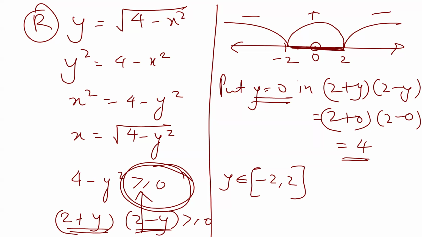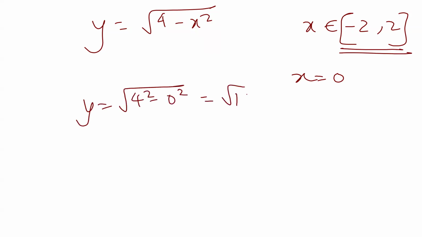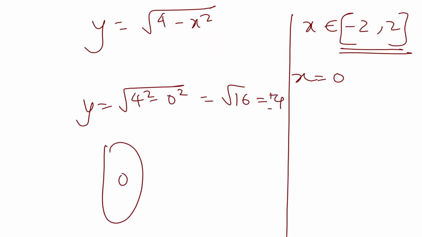Now this y value can take only positive roots. I'll explain this. y is equal to root of 4 minus x square. Now x belongs to minus 2 comma 2, this we have proved. Let's take the value of x as 0, which is within the domain between minus 2 and 2. So y is equal to root of 4 square minus 0 square, which is root of 16, which is 4. Now this can be plus or minus 4. So when x is 0, y is plus 4 or minus 4.